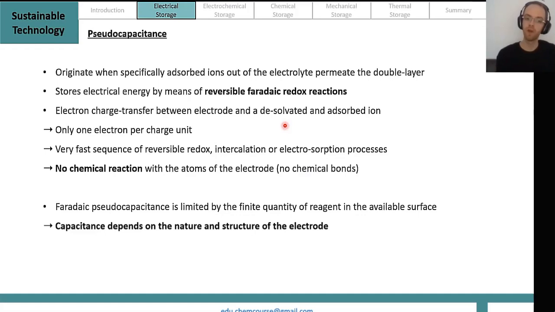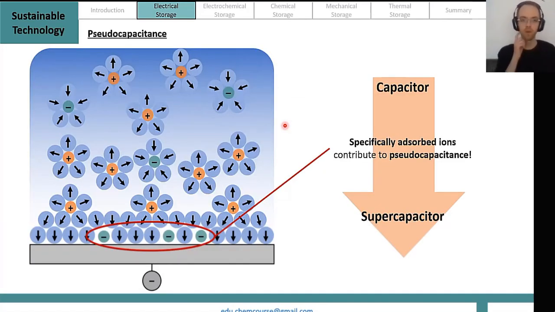So Faradaic pseudocapacitance is usually limited by the finite quantity of reagent and also of the available surface area. So the capacitance which you can yield from pseudocapacitance depends on the nature and the structure of the electrode itself. So how does this look now in practice?